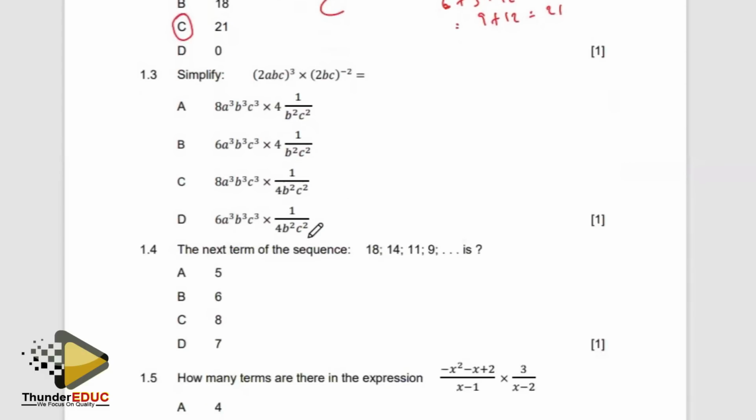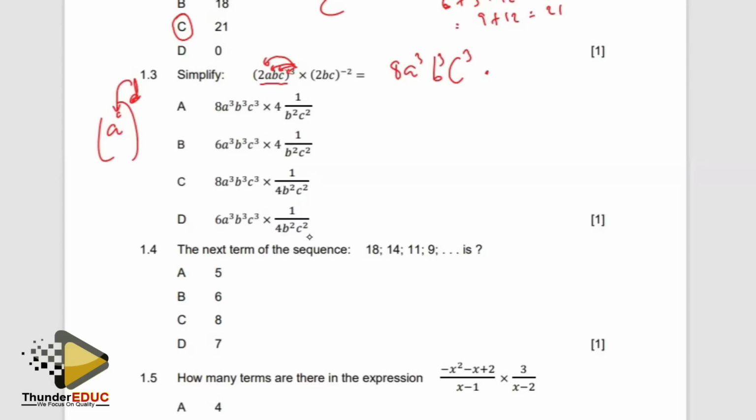Then 1.3, they want us to simplify. Now we have bases of 2, a, b, and c raised to an exponent of 3. So this 3 is going to affect everything inside this bracket using the laws of exponents. If you have a to the exponent of c, and then we have exponent d, this d affects that c. In this case, all the exponents here will be 1, 1, 1. So we have 2 cubed, which is 8, and then we shall have a cubed, b cubed, and c cubed. But then we are multiplying it by this.